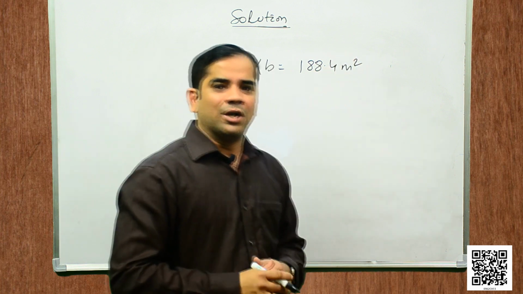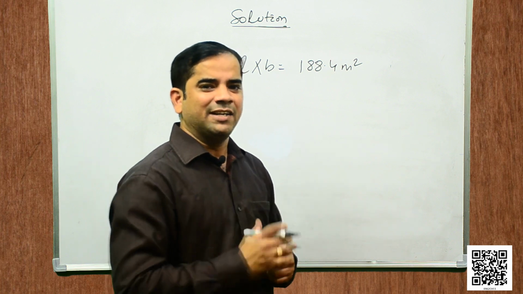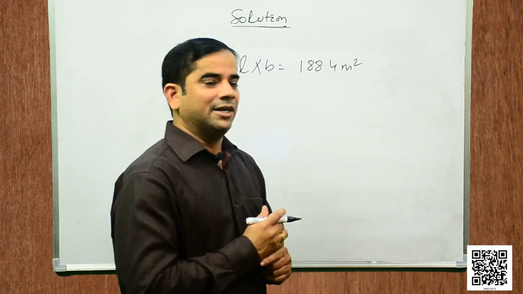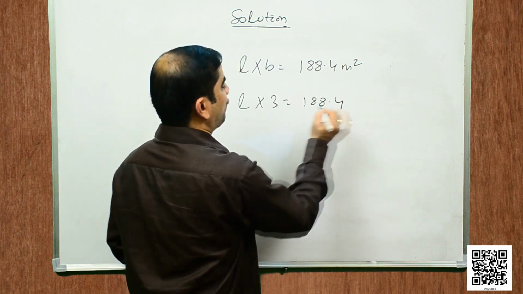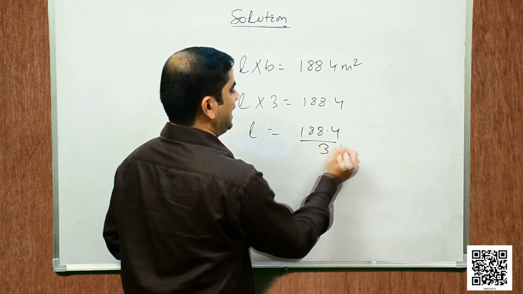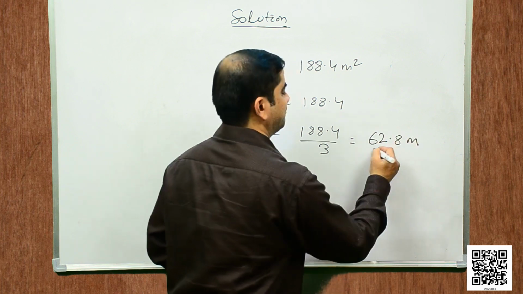Okay. So, what is the breadth? That is 3 meter as it is given. Okay, the breadth of the tarpaulin sheet is 3 meter. So, length into 3 is equal to 188.4. So, length will be 188.4 by 3, that is equal to 62.8 meter.